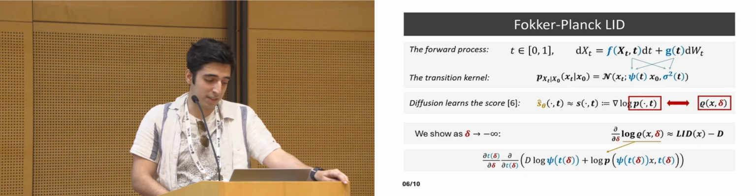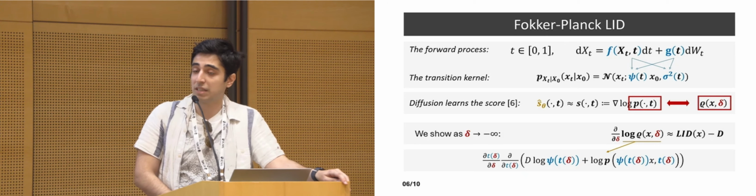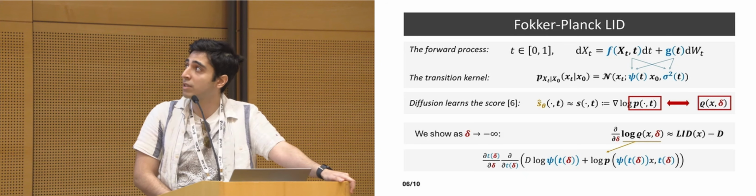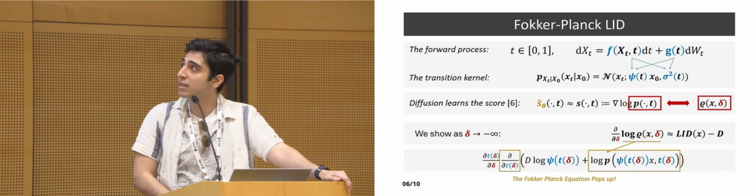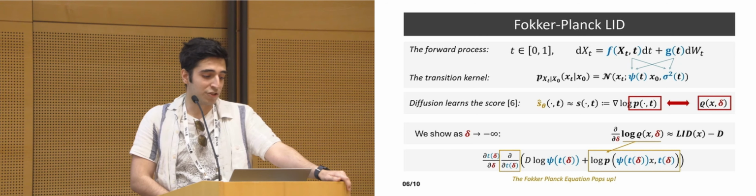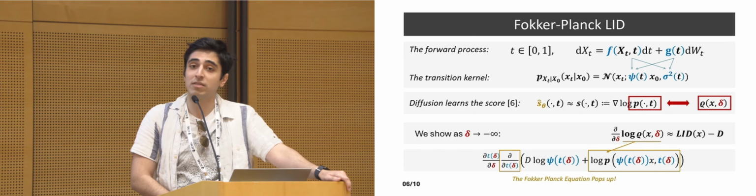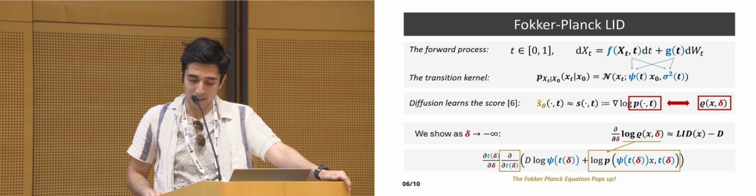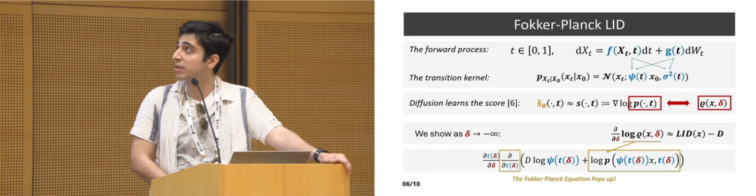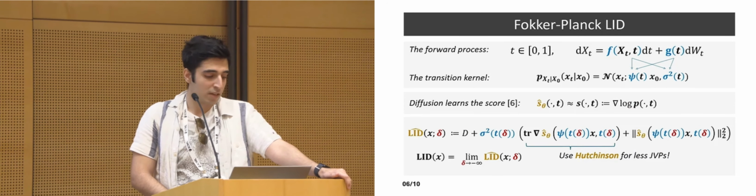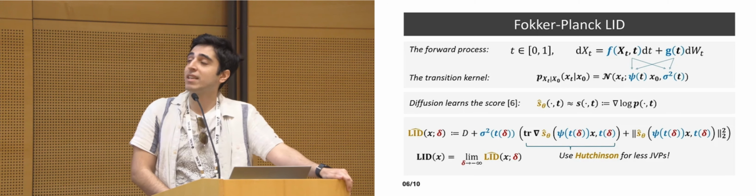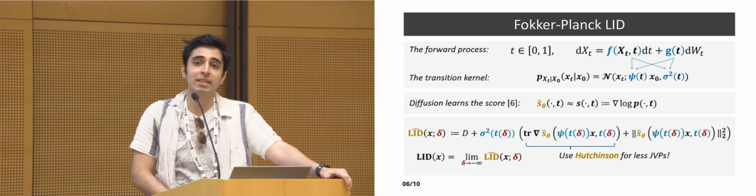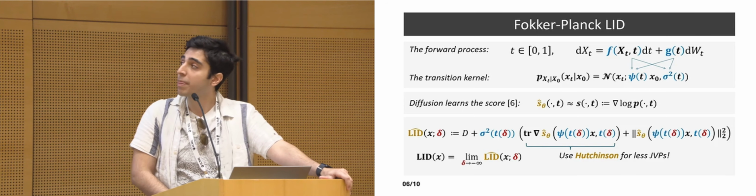The only thing that's important here is that now, instead of Gaussian convolutions, we have the log marginal probability. If we expand this formula, we can apply a chain rule on the left-hand side and write the derivative in terms of time instead of the standard deviation, and then there is where the Fokker-Planck equation pops up. I'm not going to go into the math more than this, but we essentially come up with a single formula that can estimate LID efficiently.